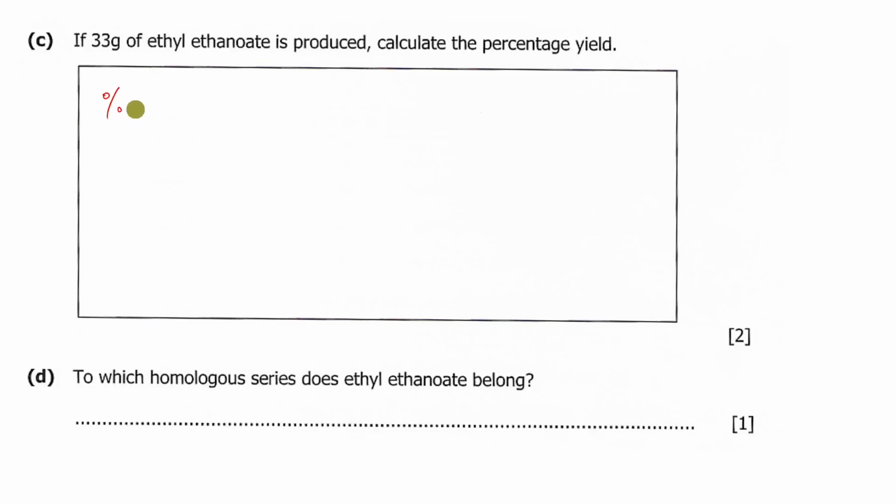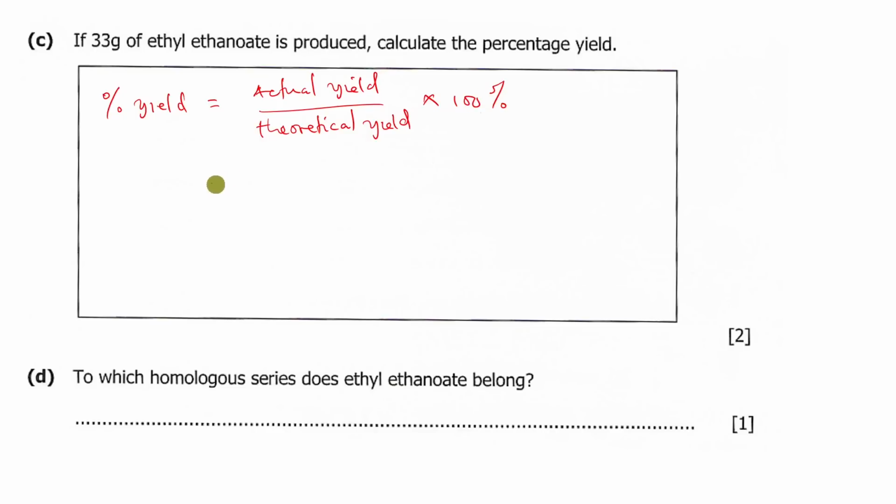Percentage yield is equal to actual yield over theoretical yield times 100%.